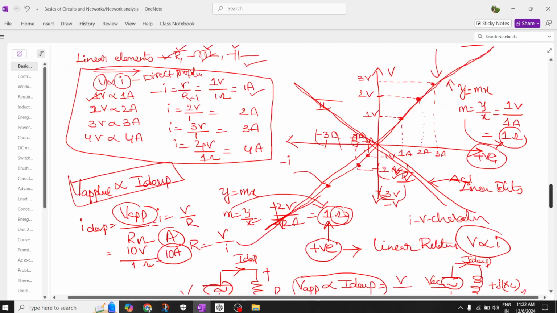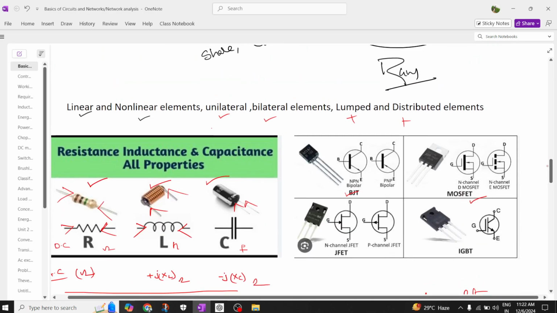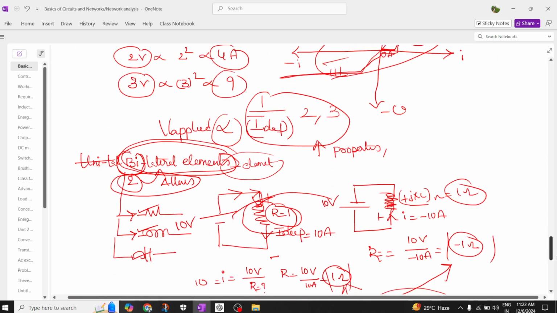Hope you got clarity on what is meant by unilateral elements. Resistor, inductor, capacitor are linear elements. Transistor, diode, triode, Shockley diode, all these are non-linear elements. The voltage and current relations are non-linear. So resistor, inductor, capacitor are bilateral elements, but these electronic devices are unilateral elements. The name itself is very clear, they allow the current only in one direction.